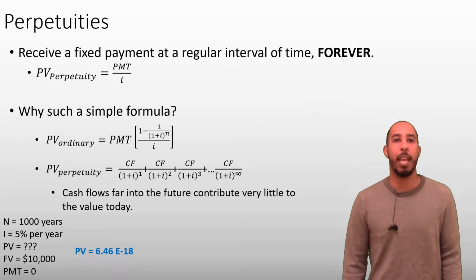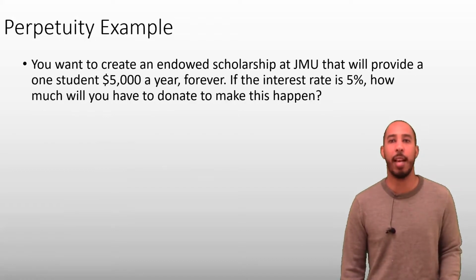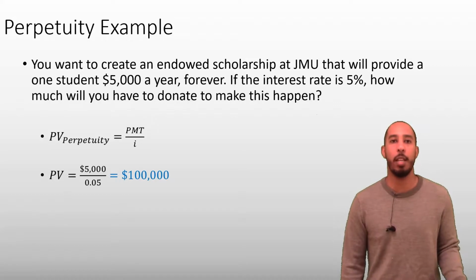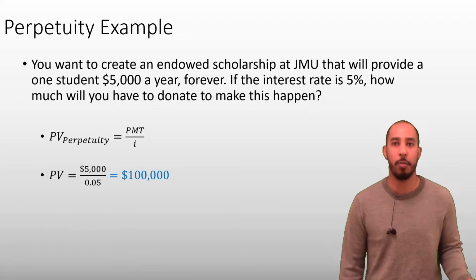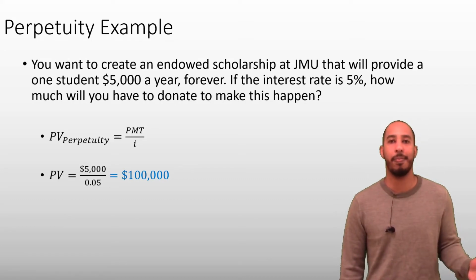So let's do a real life application of a perpetuity. Let's say you want to create an endowed scholarship at the university. This scholarship will give a new student each year $5,000 towards tuition, and the scholarship will continue paying out forever. If the interest rate is 5% per year, how much will you have to donate to make that scholarship happen? Well, applying the perpetuity formula, we set payment equal to $5,000 and divide it by 0.05, the interest rate. And we get $100,000. If you donate $100,000 today, you'll be able to provide a $5,000 scholarship to students at the school forever. I think that's pretty cool.